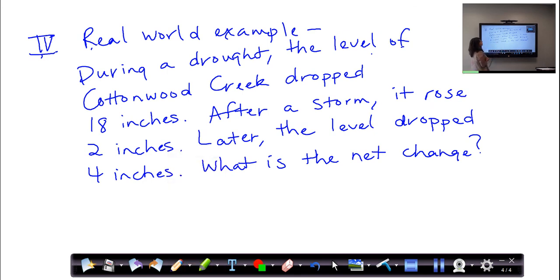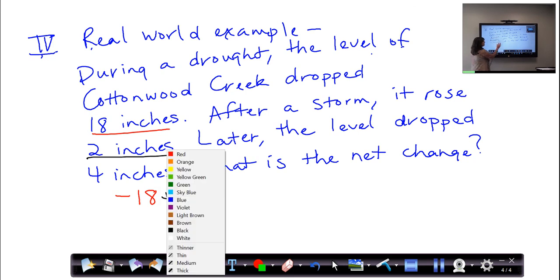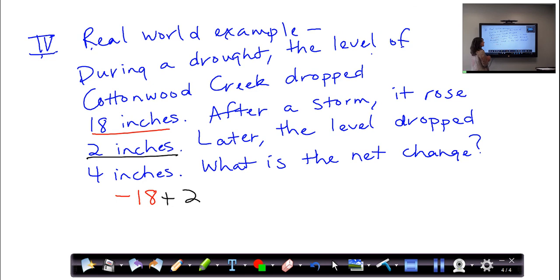So in the first part, during the drought, we said it dropped 18 inches. How do you express that mathematically? Sure, a drop would be negative, so negative 18. Then we said, okay, now we get some rain, and it rose 2 inches. If it rises, how do you express that mathematically? Sure, plus 2. Then we said after that, we have another drought, and this time it's going to drop 4 inches. How do you express that mathematically? Yeah, negative 4.